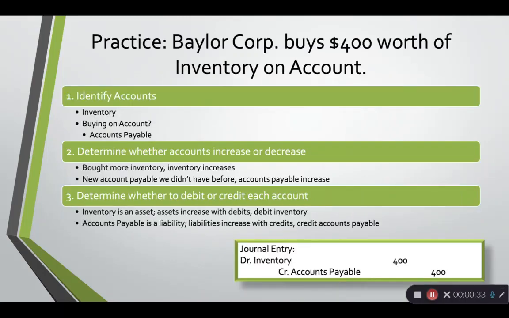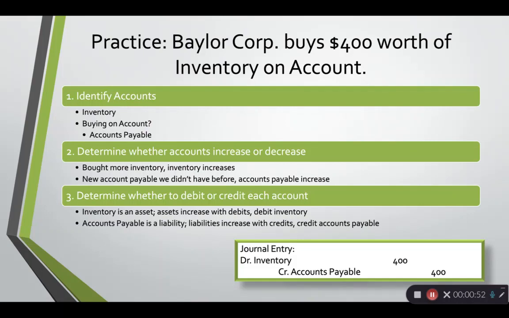In this practice problem, Baylor Corp buys $400 worth of inventory on account. Our first step is to identify the accounts. We are purchasing inventory, so inventory will be one of the accounts affected. We're buying all of the inventory on account, which would be an account called accounts payable.